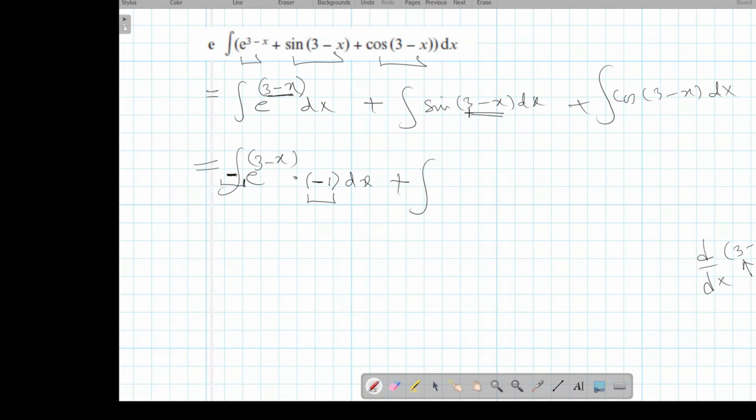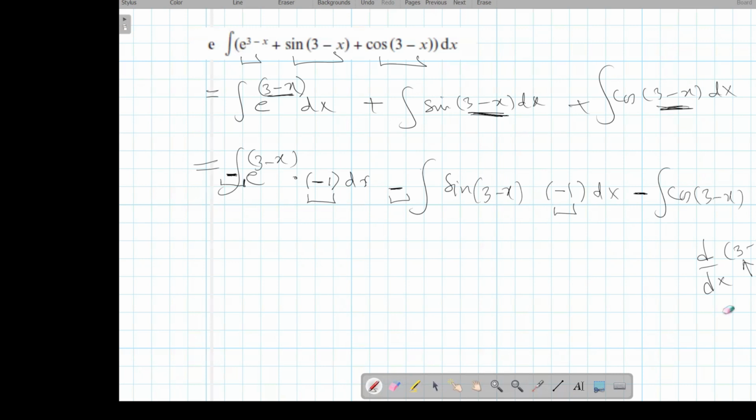Again, what function is in the argument of sine? Same function, minus 1. So the derivative of this argument function should be here. If it is not, you will multiply minus 1 outside and minus 1 inside. Similar cases here: multiply minus 1 outside and multiply minus 1 inside in order to make this derivative available.